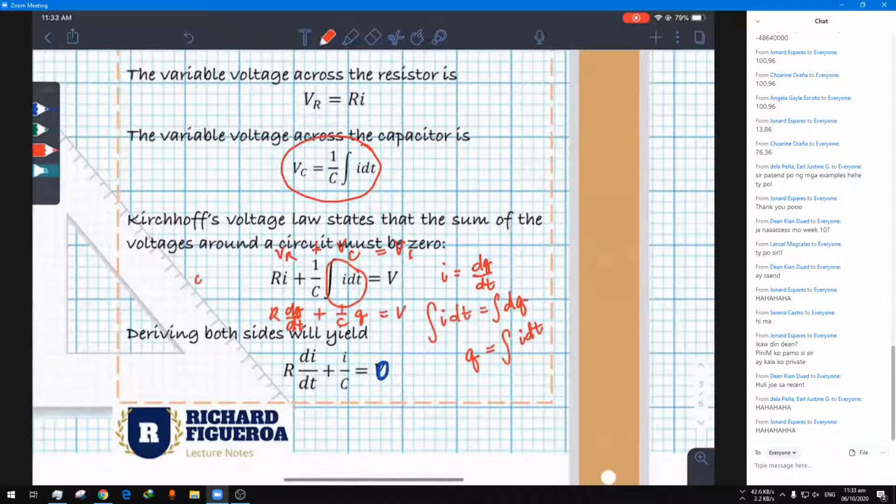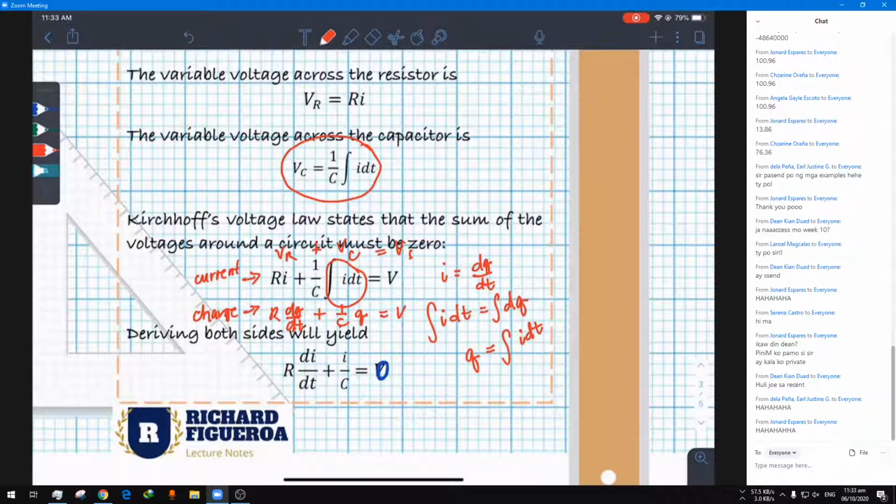So ito in terms of current, ang formula na to, ito naman in terms of charge. So kung in terms of charge, so that is R dq over dt plus 1 all over C times the charge q is equals to V. So ngayon, kung gusto mo naman kunin in terms of current, so going back to the current, derive mo ulit yon, magkakaroon ka ng R di over dt, plus I all over C is equals to 0. So ito yung general formula natin.